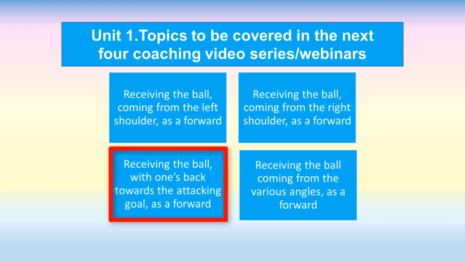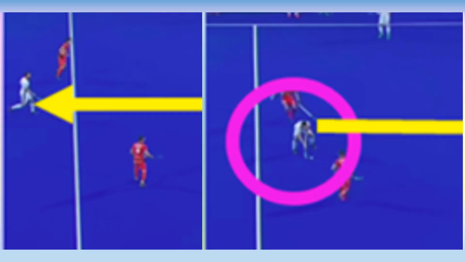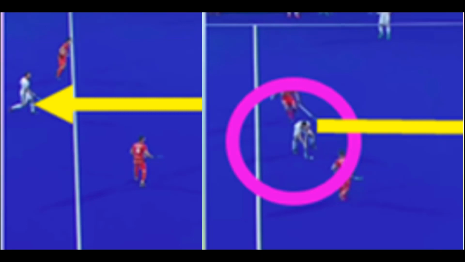I call it block receiving. Its advantages and disadvantages. I also like to mention that the trend of the current players is to receive the ball more with their back towards the attacking goal rather than with the open stick or reverse stick as the situation demands, even in a game situation as a forward when there's no one near you. This is the mindset we have set.